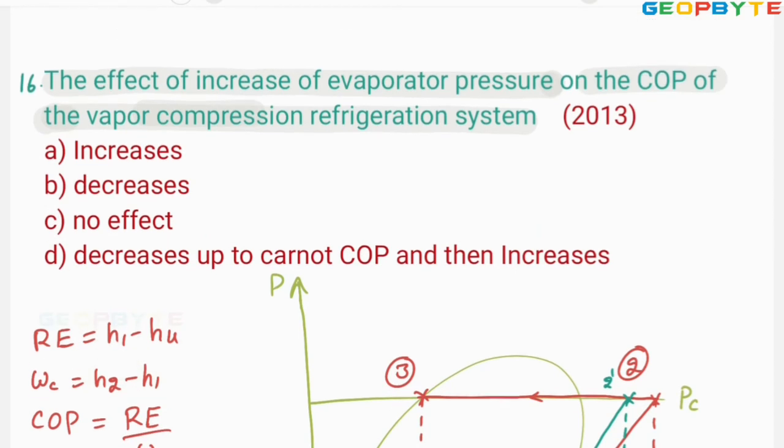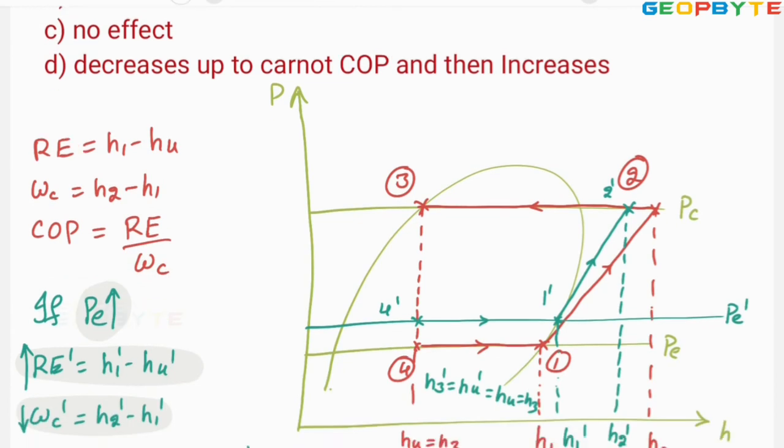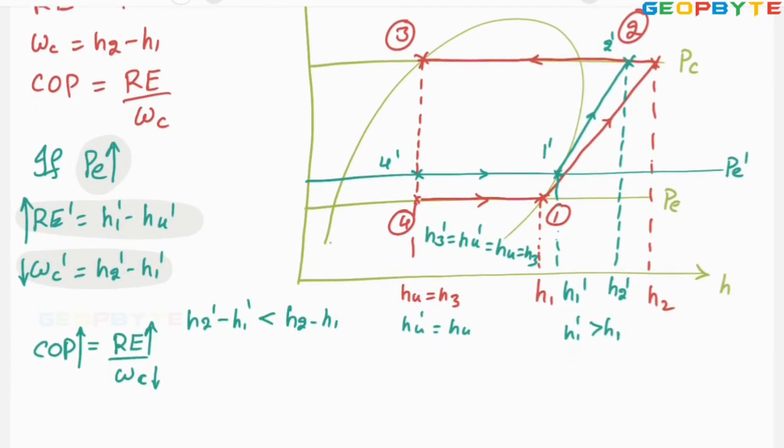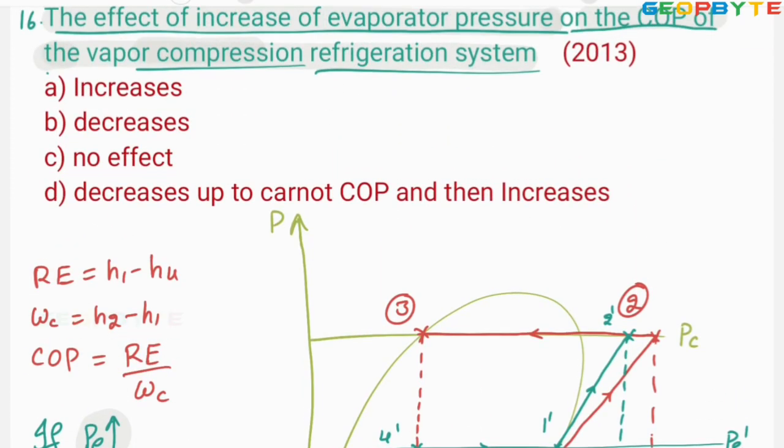Let me read the problem. The effect of increase in evaporator pressure on the COP of vapor compression refrigeration system. What is happening? COP increases by increasing the evaporator pressure. Therefore, option A itself is absolutely correct. I hope you clearly got my point. Let us take the next problem.